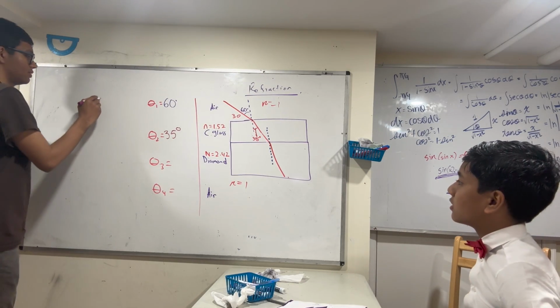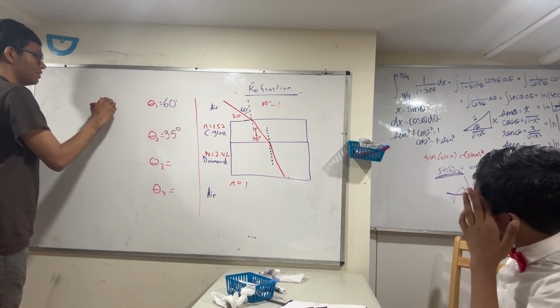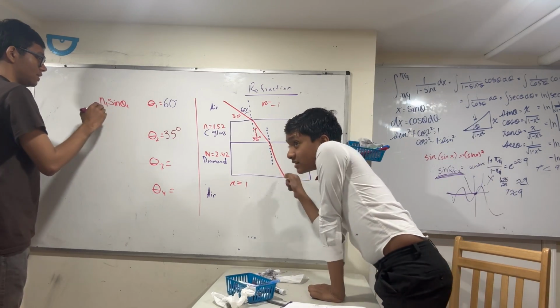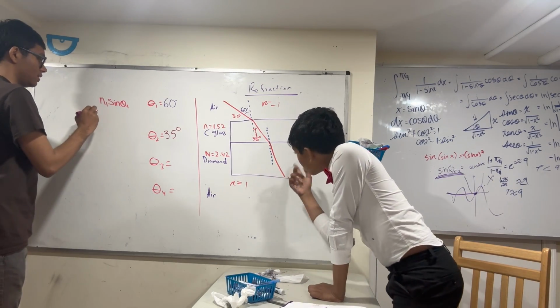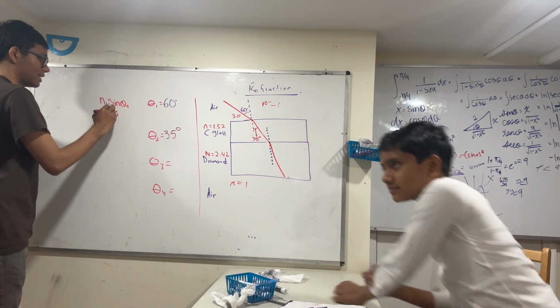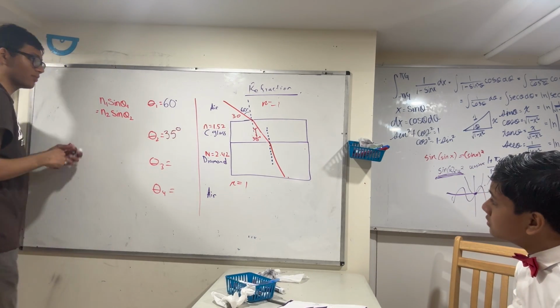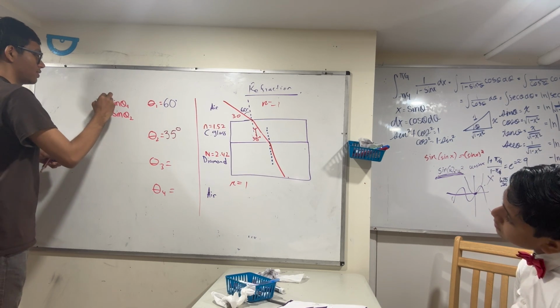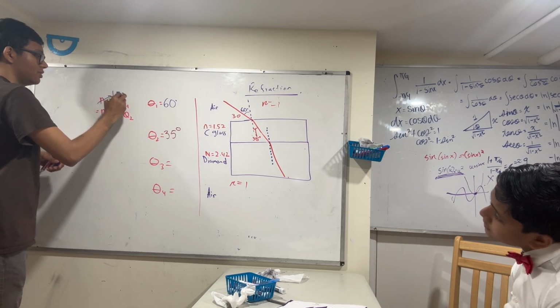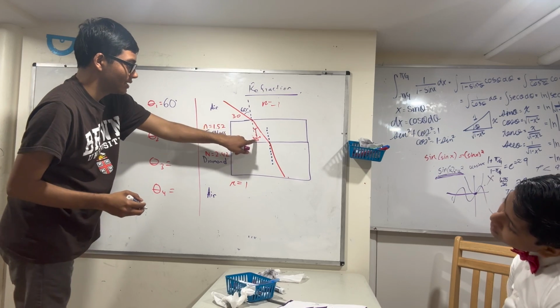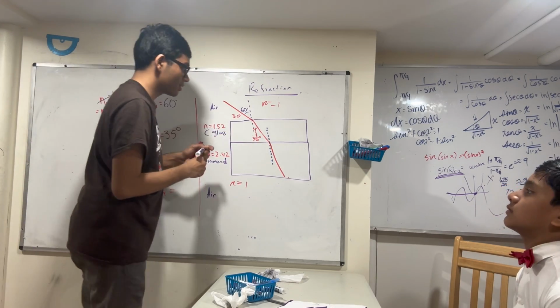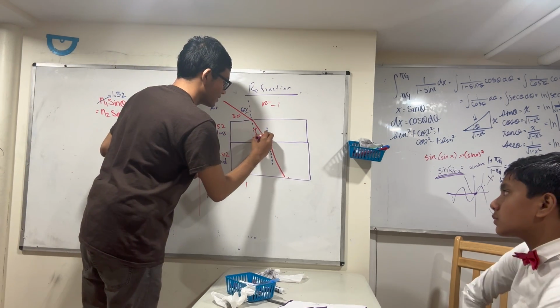So n1 sine theta 1 equals n2 sine theta 2. So n1 is crown glass, 1.52. Theta 1 is the angle of incidence. I should mark that here. This is the angle of incidence.